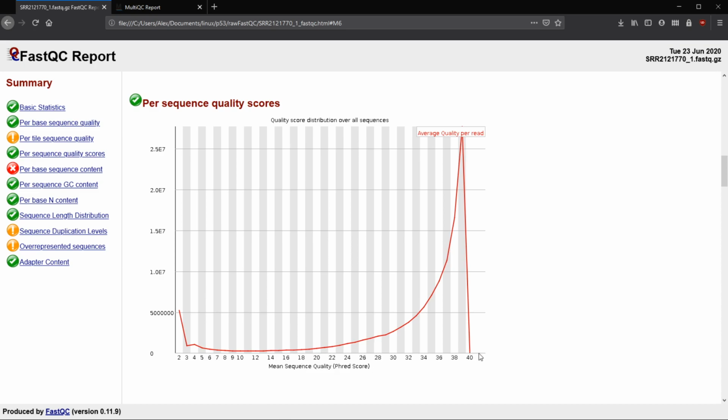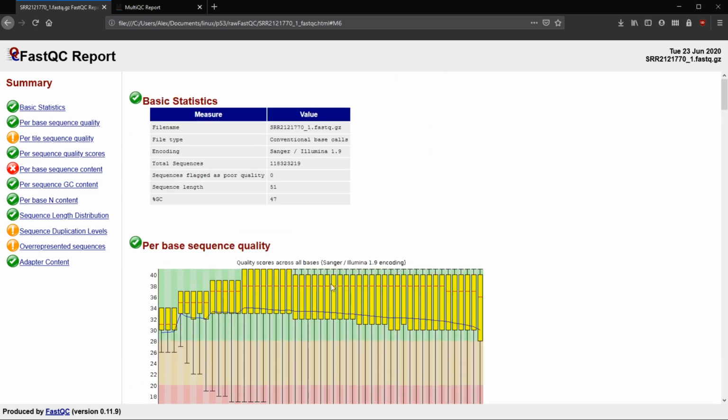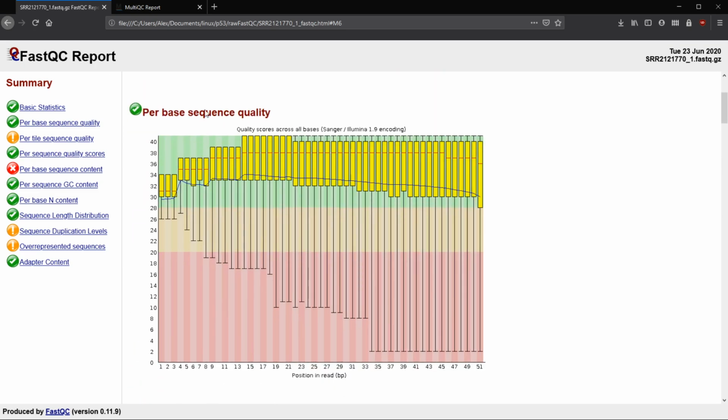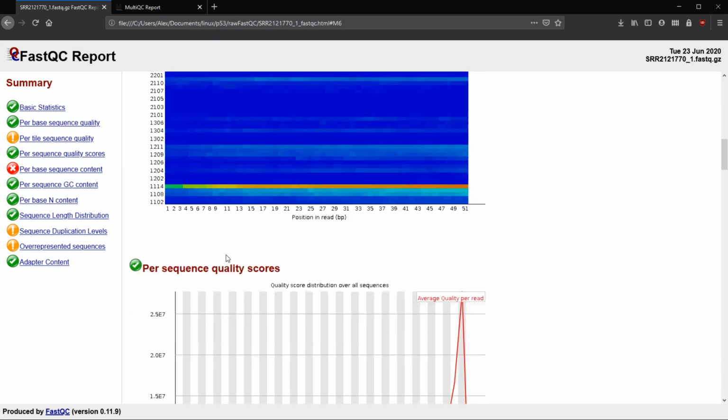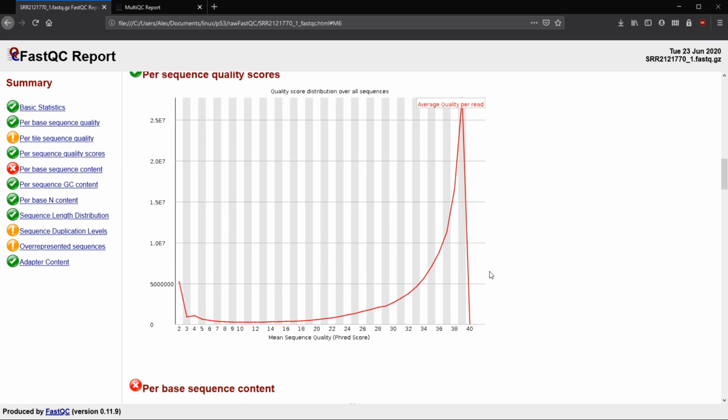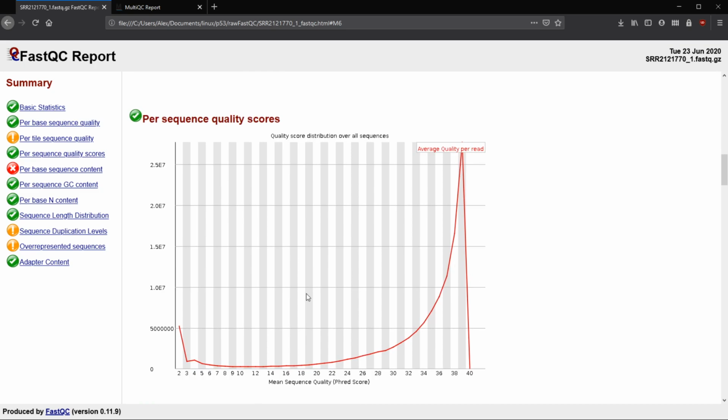So here, this is rotated from the first graph. We have our quality scores across the x-axis, and the number of reads along the y-axis. So we can see most of the reads had a quality score that was rather high, so 38. Most of them, we could say, were probably greater than 30, which is really good.